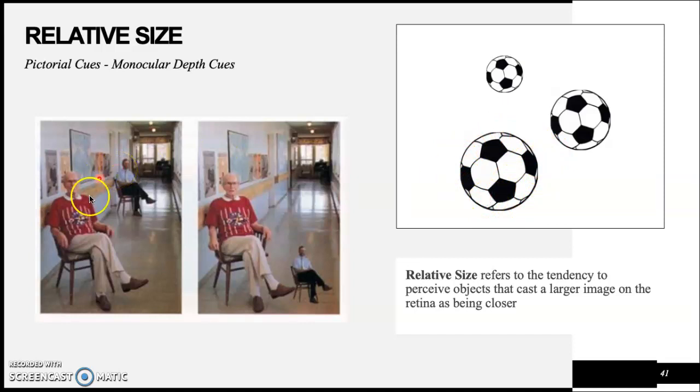So if we were to move the man in the background here to be in what we perceive as the same distance, he looks very tiny. But when we put him into the picture where we believe he belongs, he looks like he is the same size.